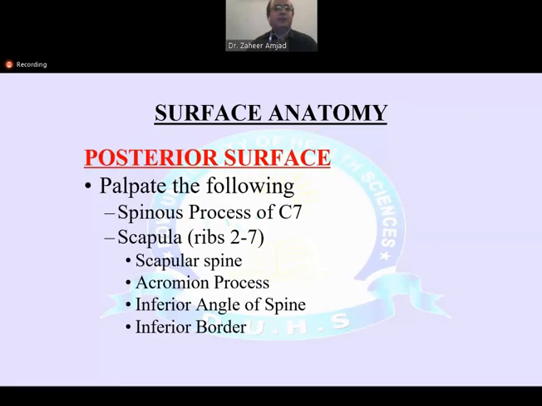Posteriorly, you should be able to palpate the spinous process of the C7 vertebra. This is the most prominent vertebra over there, and just below that, the posterior limit of the thoracic cavity is there. But actually, this region is called the region of the back. But you should be able to palpate that, and the scapula. You should be able to identify the margins of the scapula. You rotate the scapula, and you should be able to see the different parts of the scapula, because the scapular spine can be palpated.